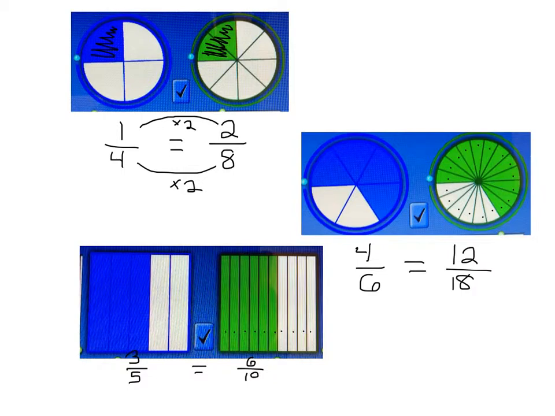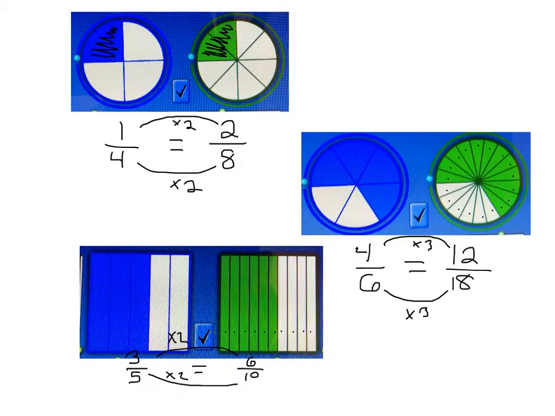Now let's look at the one in the middle here. 4 times 3 is 12. 6 times 3 is 18. Now on the bottom here, 3 times 2 is 6, and 5 times 2 is 10. So actually, another way to make equivalent fractions, besides drawing them and shading them, which could be pretty tedious, is to multiply the numerator and denominator times the exact same number.